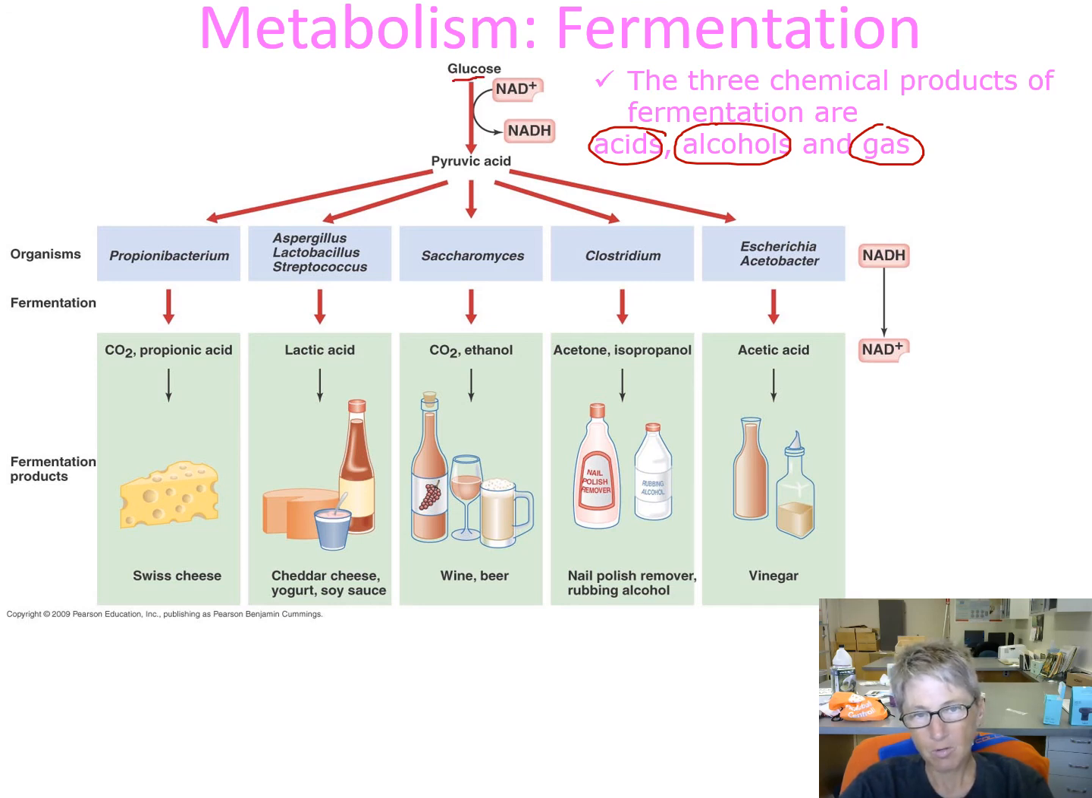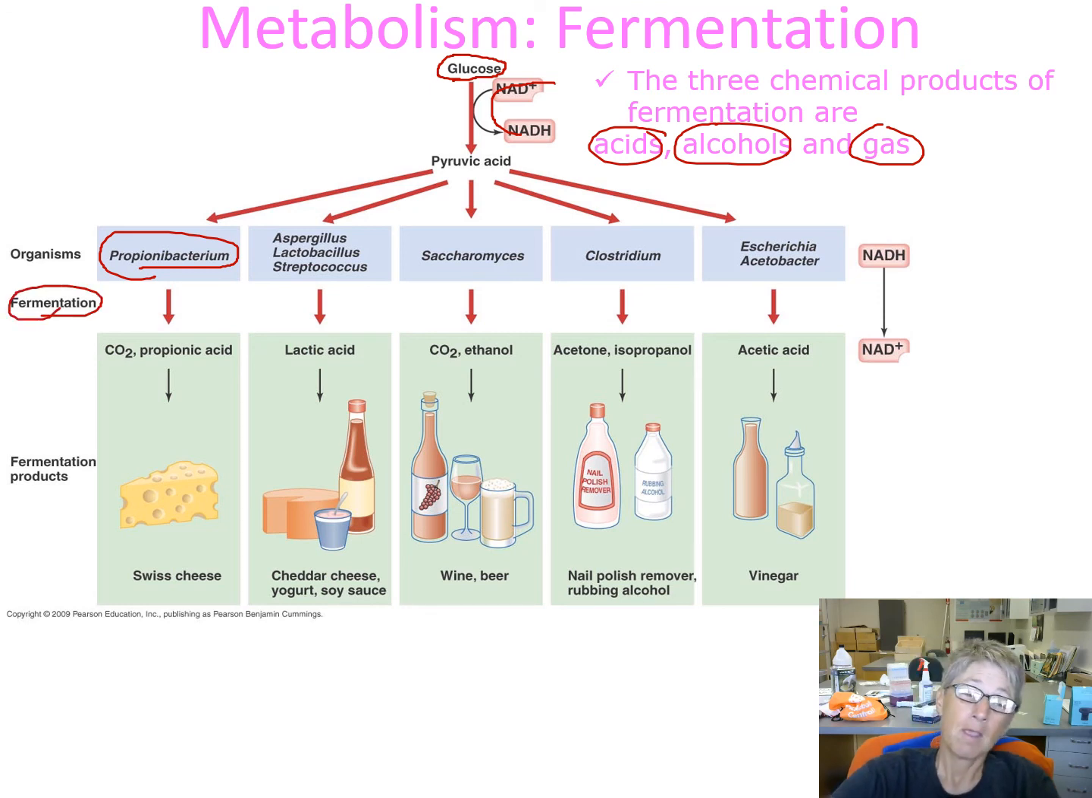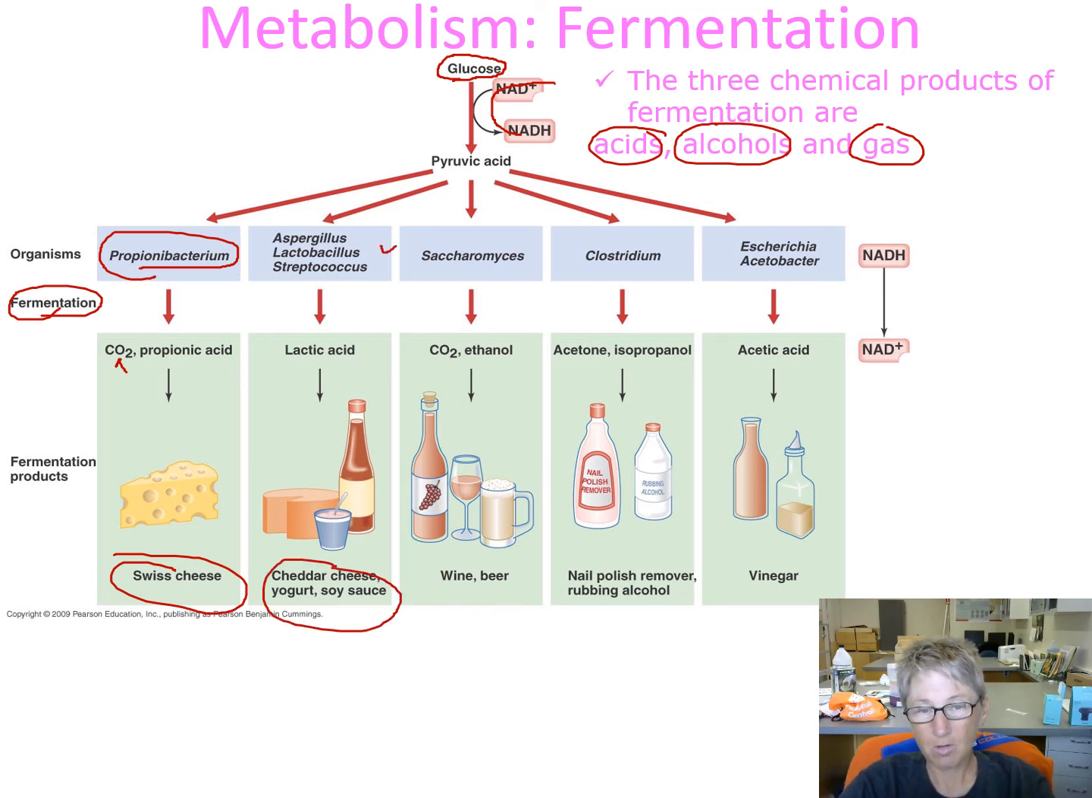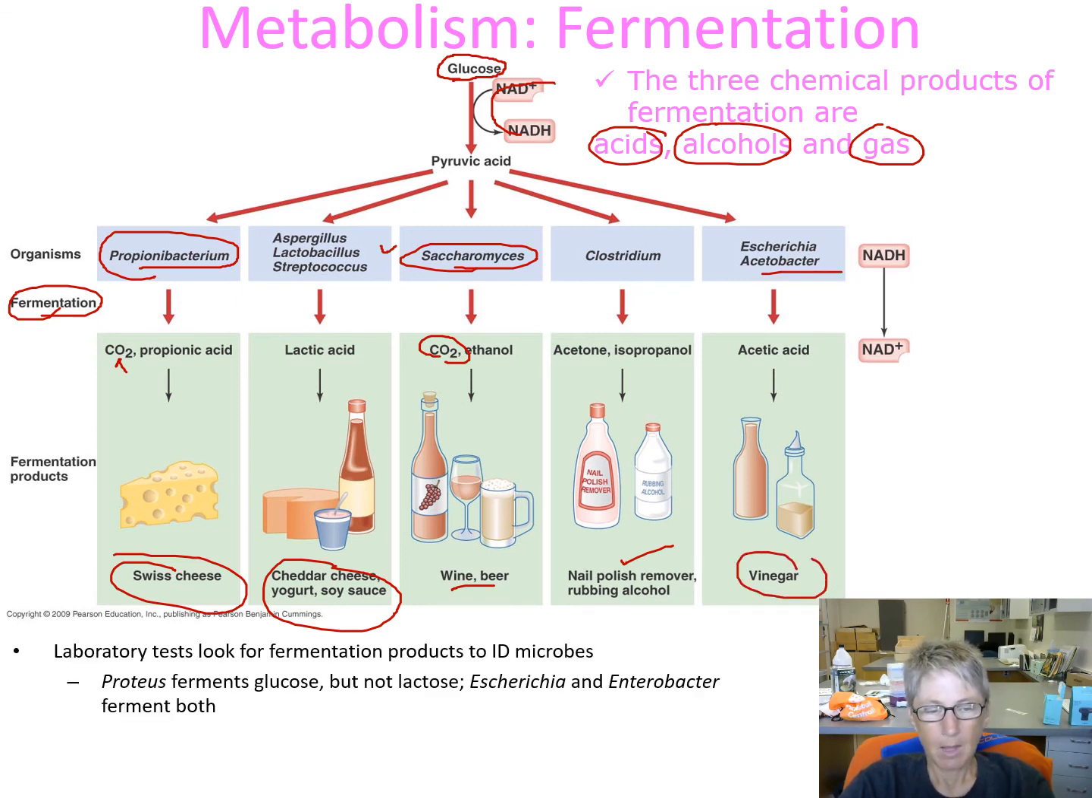And let's check it out. So here's this cartoon. It shows glucose goes in, and NADH gets recycled to NAD+ in fermentation, so you can keep doing glycolysis and fermentation. But look at all these things you can make. Propionibacterium, using this process of fermentation, gives off CO2 and propionic acid. And look what the product is: delicious Swiss cheese. These organisms make cheddar cheese, yogurt and soy sauce. Saccharomyces gives off CO2, bubbles, makes ethanol, makes wine and beer. Clostridium makes nail polish remover. And Acetobacter makes vinegar. Laboratory tests look for fermentation products to ID microbes, so we're going to do that in the lab.